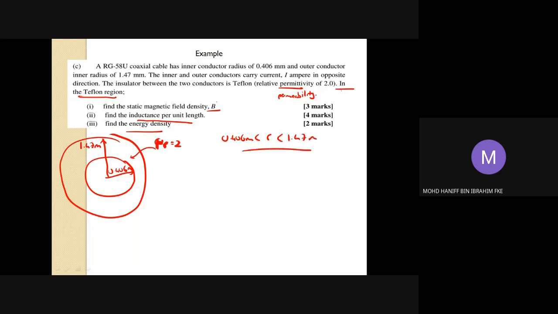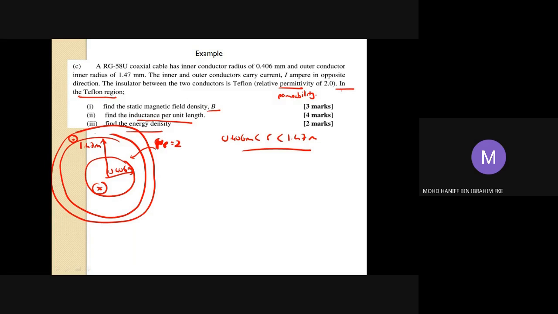Need to find the B. It is given that the inner and outer conductors carry current I in opposite directions. So if I put that this is flowing in this direction here, then the outer conductor, sorry for that, should be flowing in the other direction. If we assume the inner current is in the Z direction, then the outer should be in the negative Z direction.